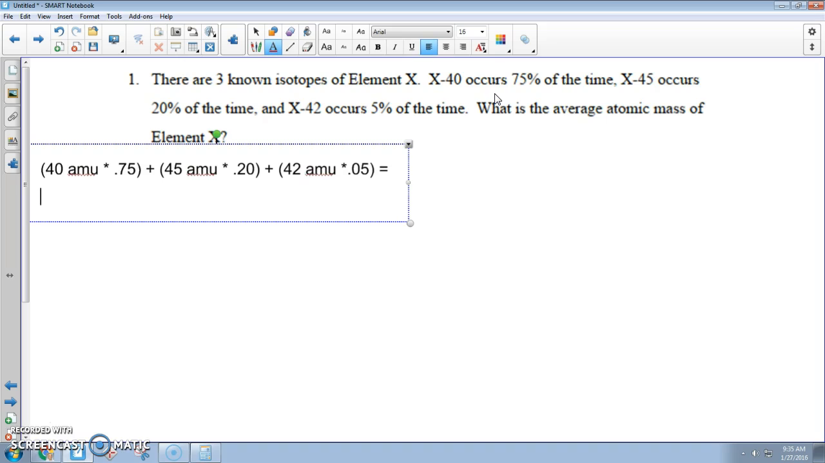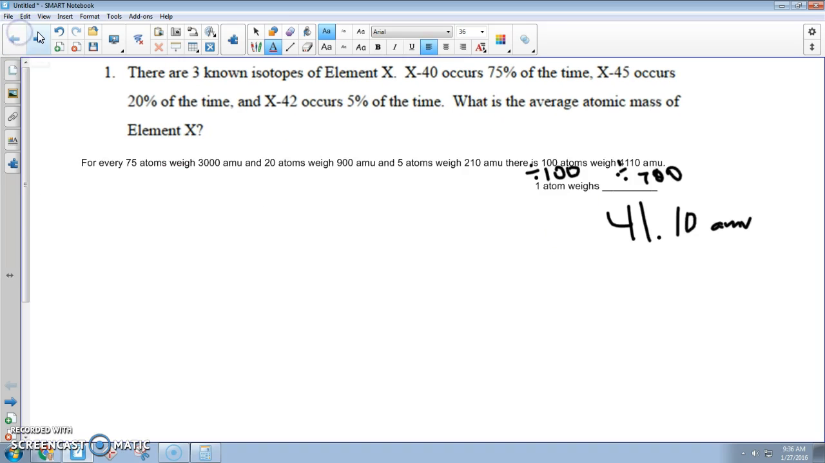But 0.75 is 3/4, so 3/4 of 40 is 30, plus 0.20 is either 1/5 or 2/10, so a fifth of 45 is 9, or a tenth of 45 is 4.5, doubled makes 9 AMU. And then 0.05, so that's half of 0.10, which is a tenth. So a tenth of 42 is 4.2, but I need half of that, which is 2.1 AMU. And altogether, it still gets me the same exact answer of 41.10 AMU to compare back to this one.